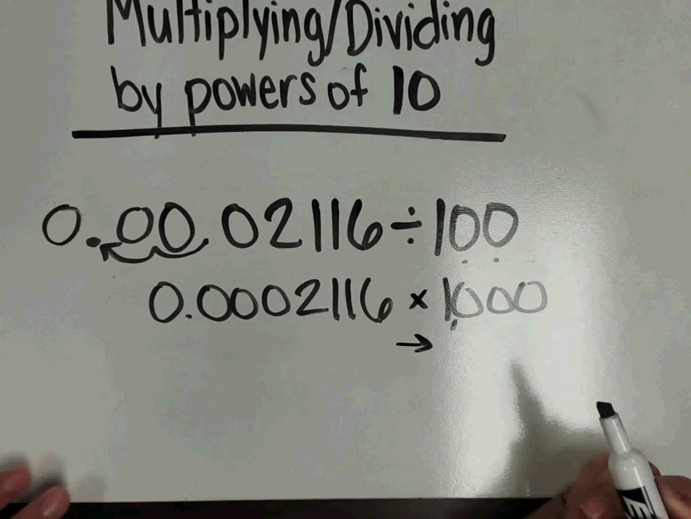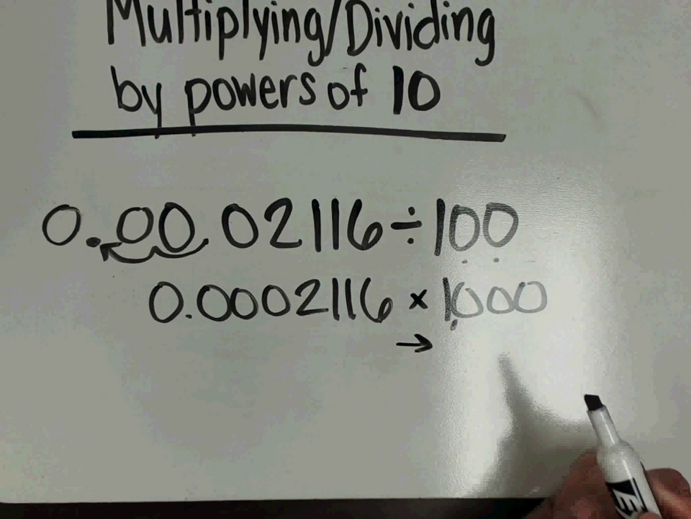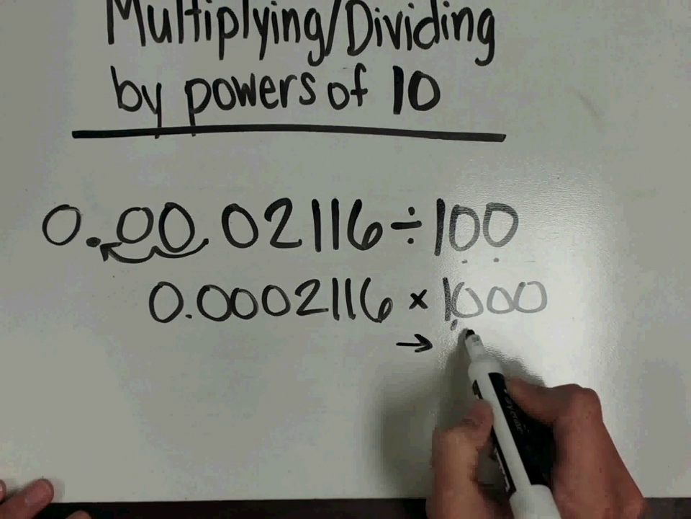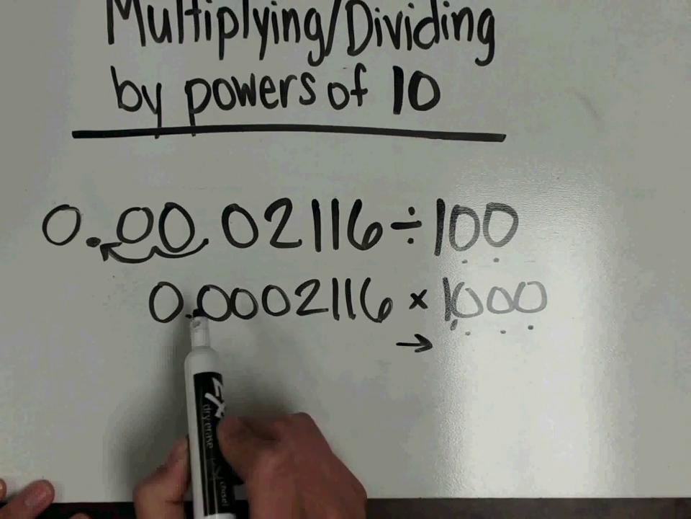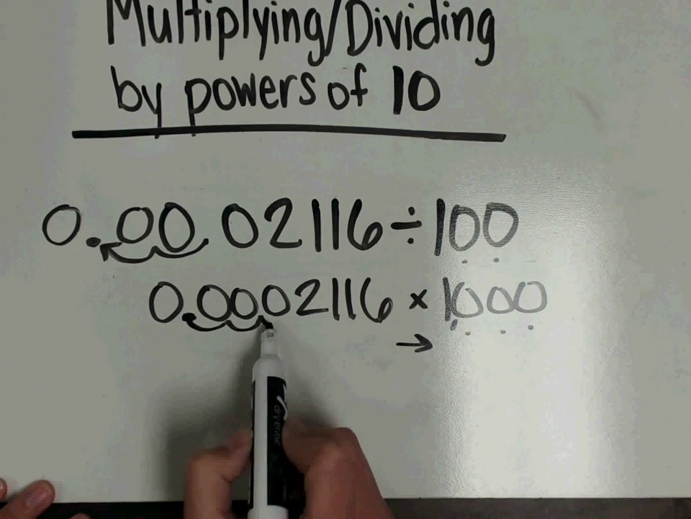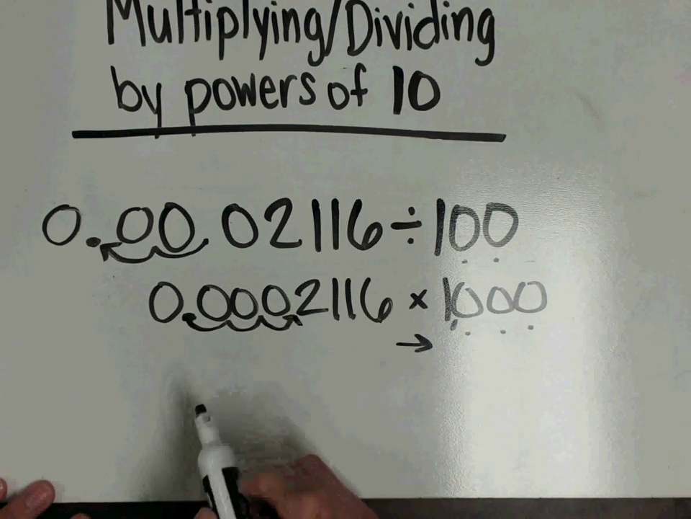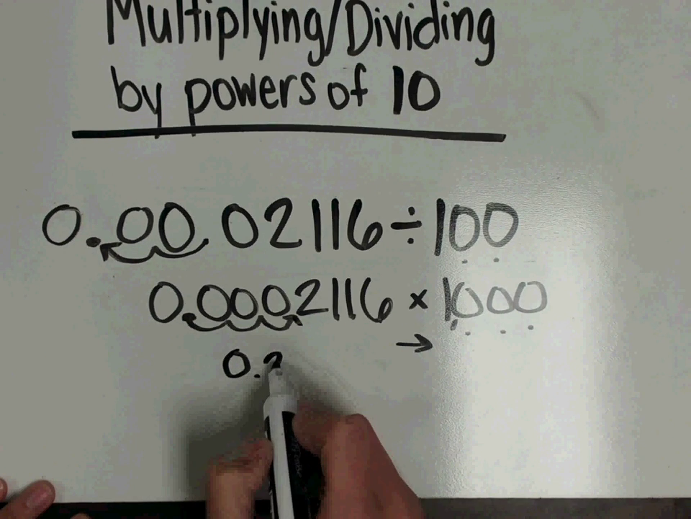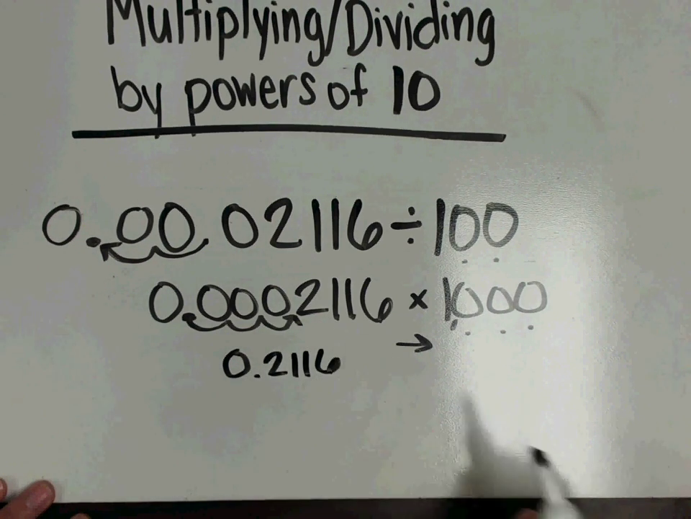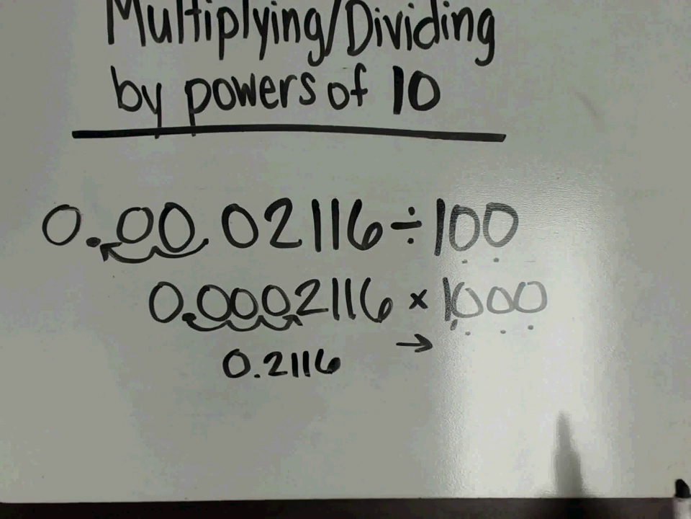Now I want you to multiply this by 1,000. Well, I'm multiplying, so remember I'm going to move right. And I have 1, 2, 3 zeros. So I'm going to start here and go 1, 2, 3. So now I'm going to have 0.2116. So this is just a little shortcut for you that will make your dividing and multiplying by powers of 10 a lot easier, so I hope you put this to use.